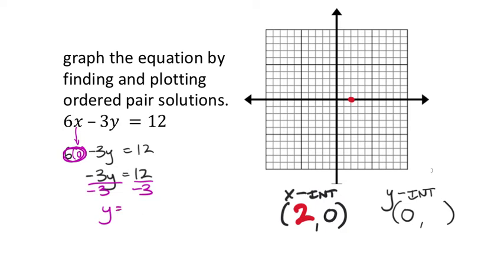So 12 divided by negative 3 is negative 4, and I end up with the y-intercept of 0, negative 4, which would be about right there, okay? And again, this is all you would really need in order to graph. You're welcome to put more points on there if you'd like, but this should be it. And then I'll put some arrows on the line there.